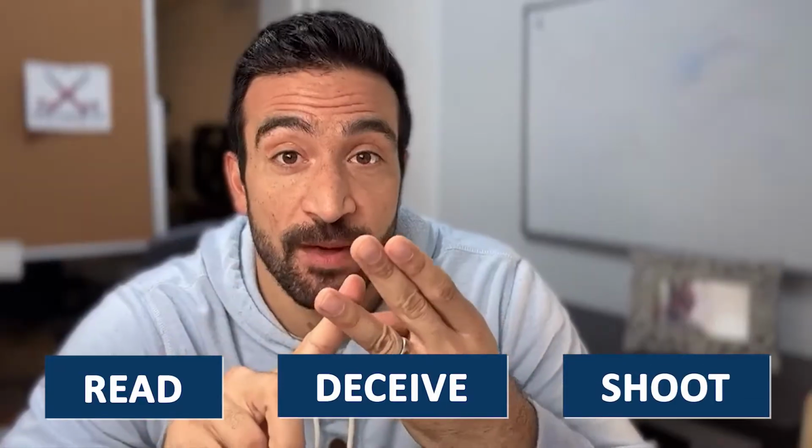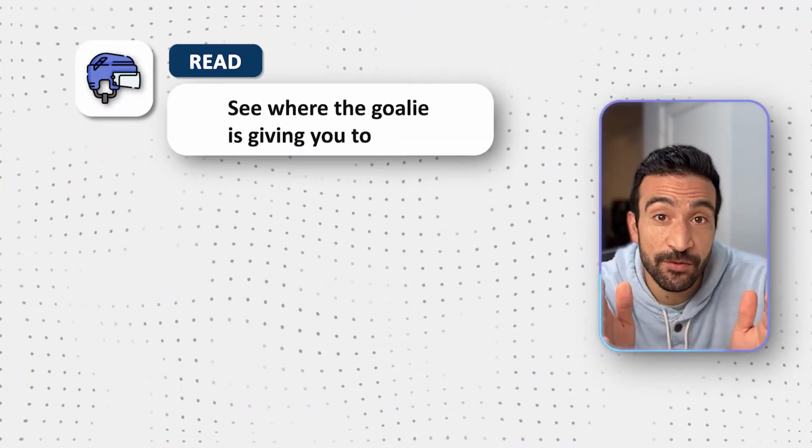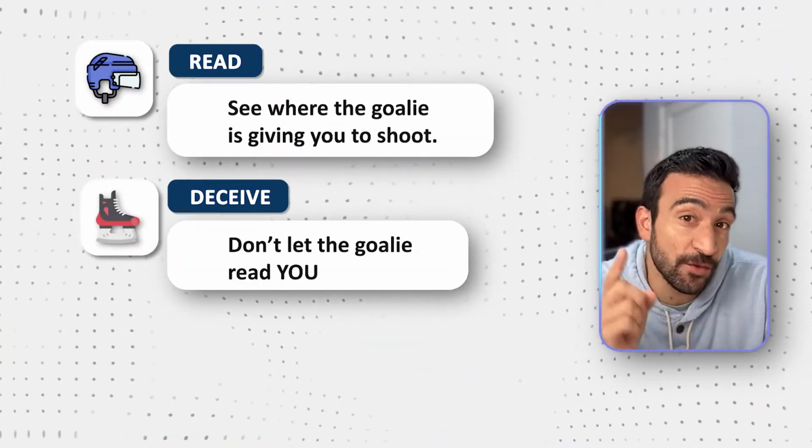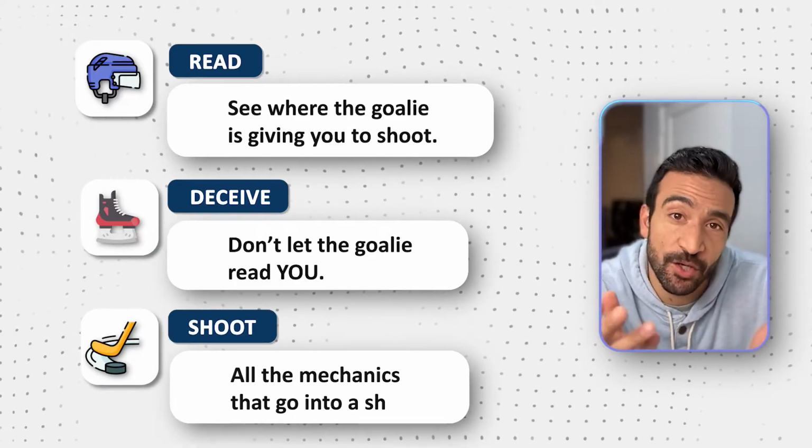So one thing we'll get into later is called the read, deceive, and shoot method to beat a goaltender. Read means see where the goalie is giving you to shoot. Deceive means don't let the goalie read you. And then shoot is all the mechanics that go into a shot. Read, deceive, shoot. But today what we're going to practice is read, the first step. Basically 3 things to that too.